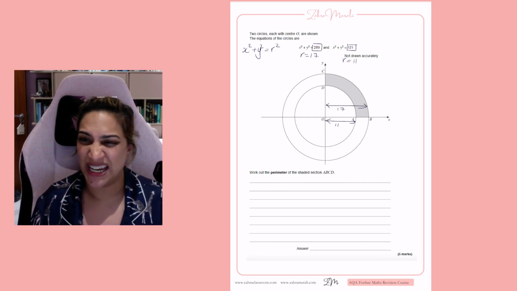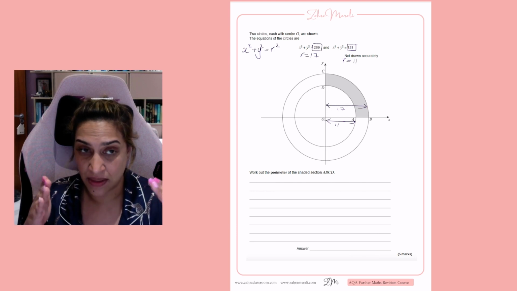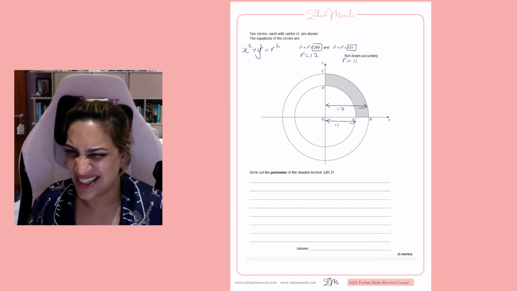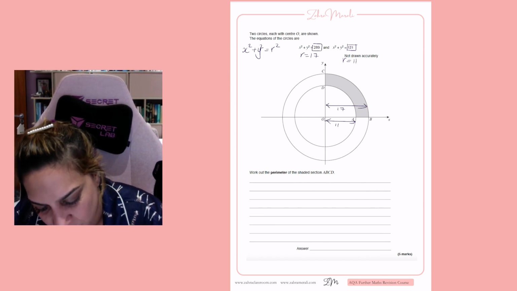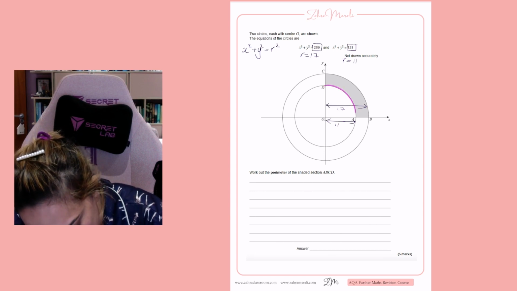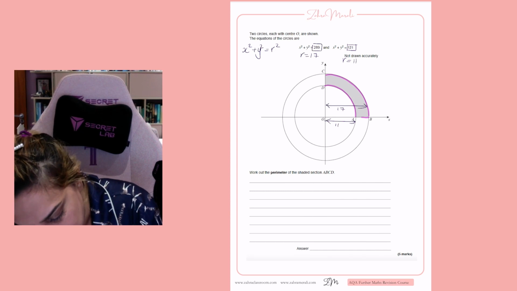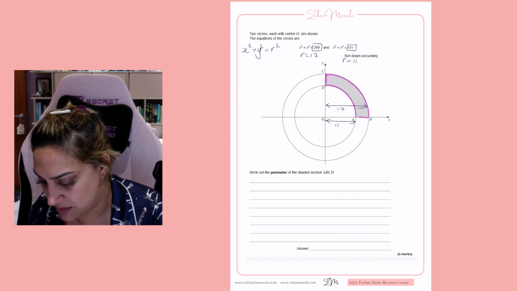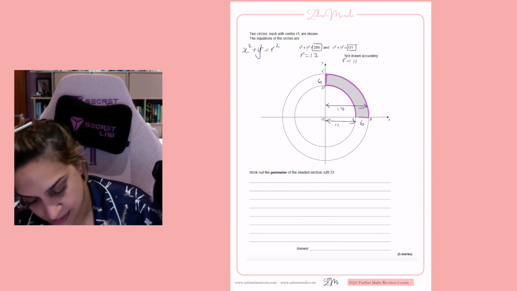Now the bit that's shaded is the big circle minus the small circle. But in terms of perimeter, we're not looking for the area, we're looking for the perimeter. So we're looking for this bit, and then these 2 bits. The easy bits are the 2 bits that we can find. So this is 6, and this is 6.